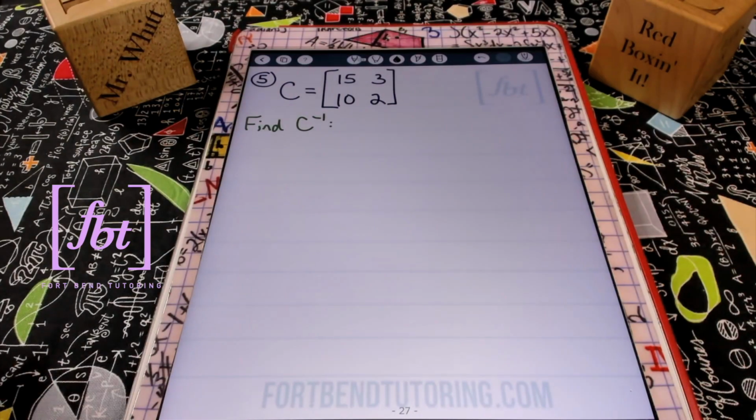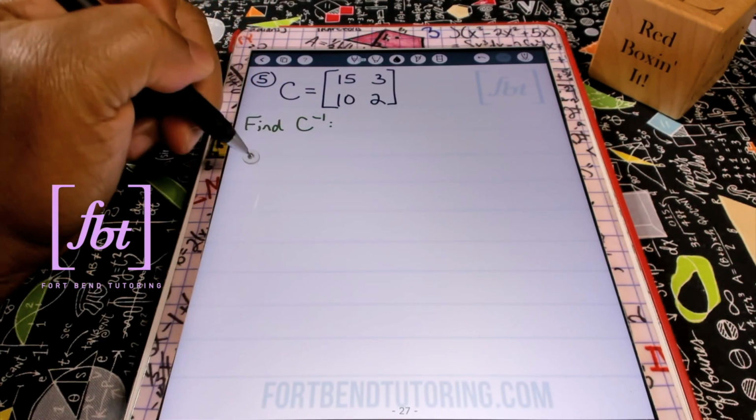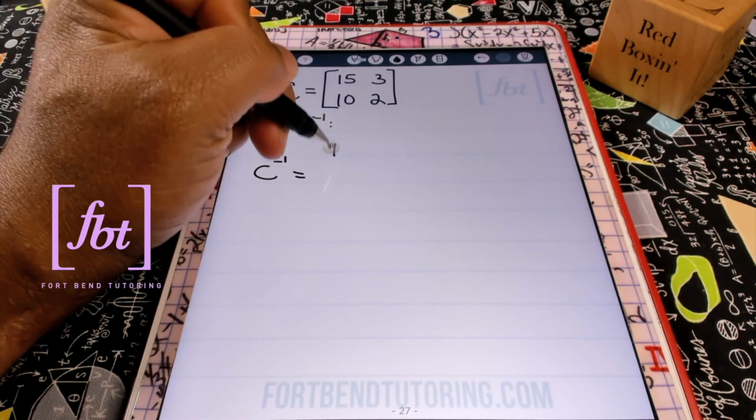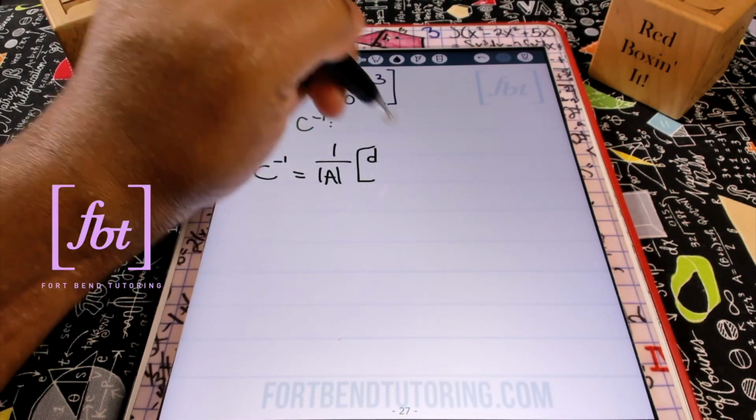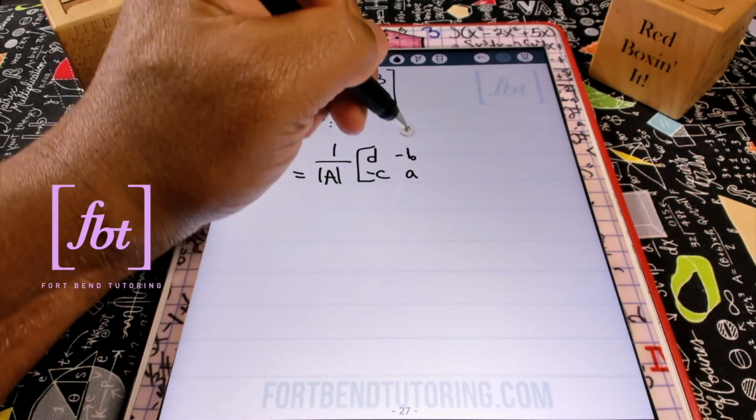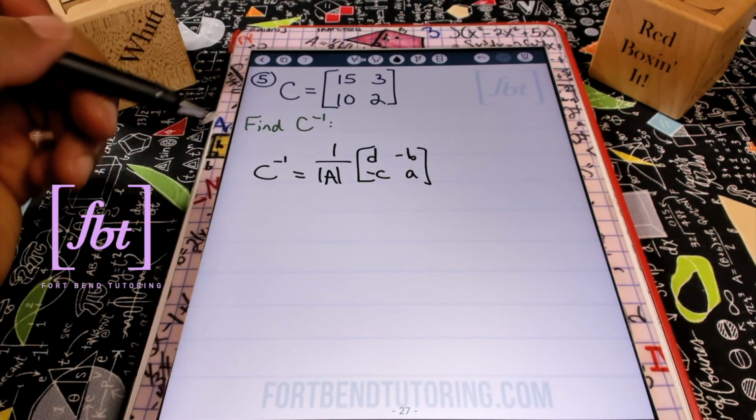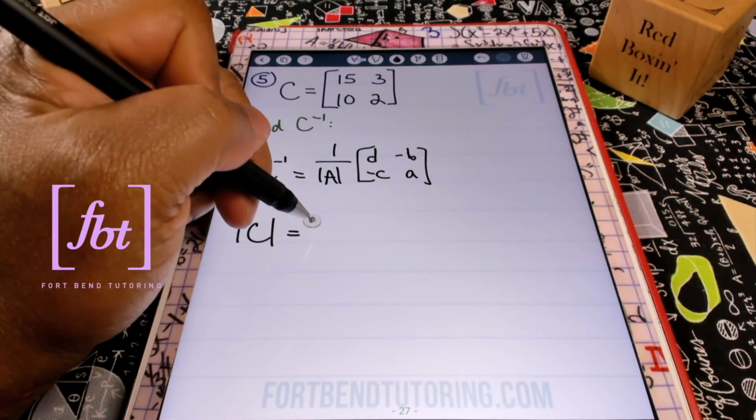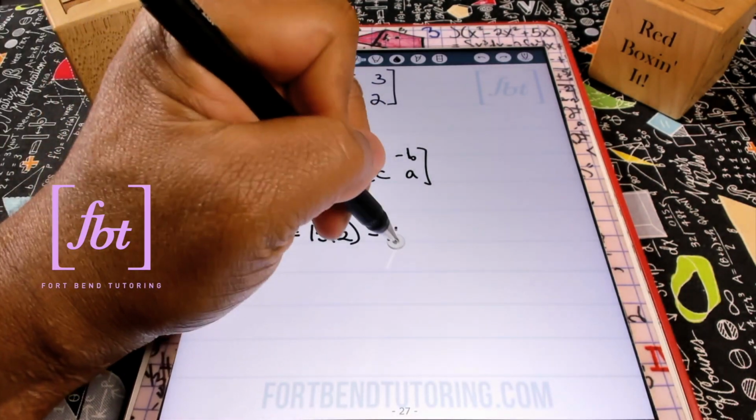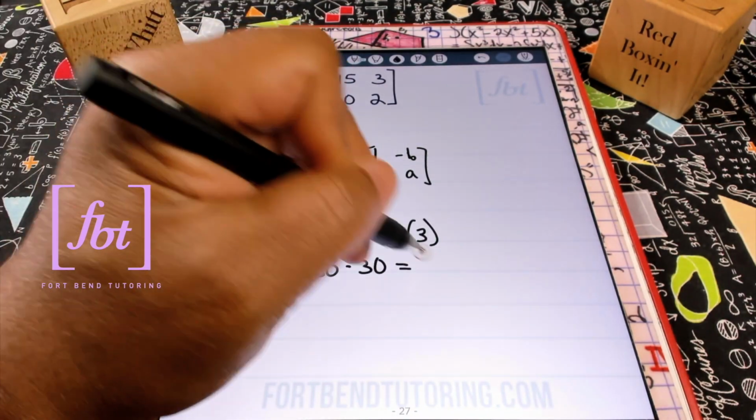Continuing on. We have problem number 5. In problem number 5, remember that normally we would go ahead and use maybe the formula, which is the inverse of C would be equivalent to 1 over the determinant of A times the matrix B, negative C, A for our 2 by 2 matrices, right? Well, that also means that we need to find our determinant. And what is the determinant of matrix C? Well, it would be 15 times 2 minus 10 times 3. Simplifying, you'll get 30 minus 30, which equals 0.